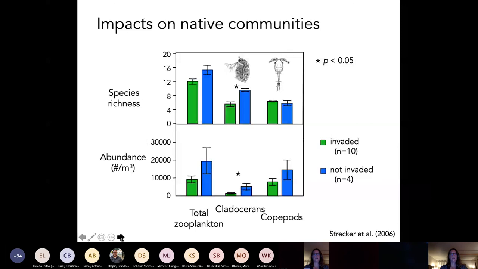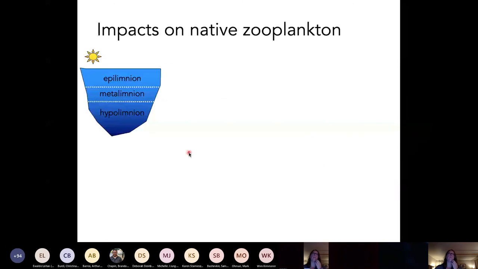We were also interested in what this would mean for more ecosystem function types of questions. And so we took some stratified samples from lakes, although not with nearly as cool of a net as Deborah was showing earlier. That net looked really amazing. But we just used a really simple closing net to get samples from the epilimnion, metalimnion, and hypolimnion of lakes. And we did this for a subset of the lakes that I showed before.